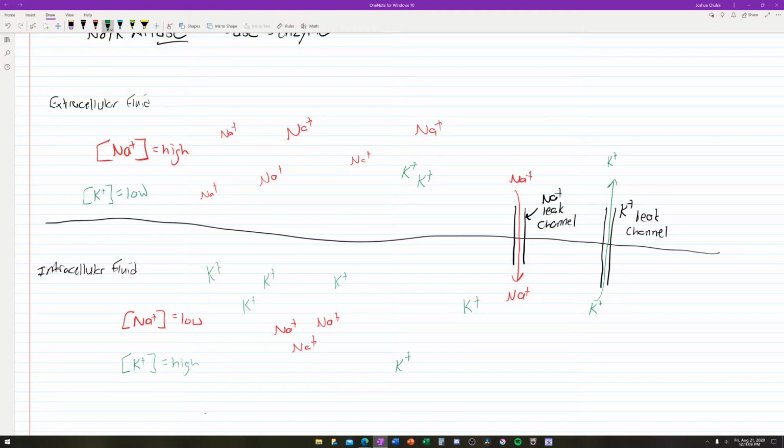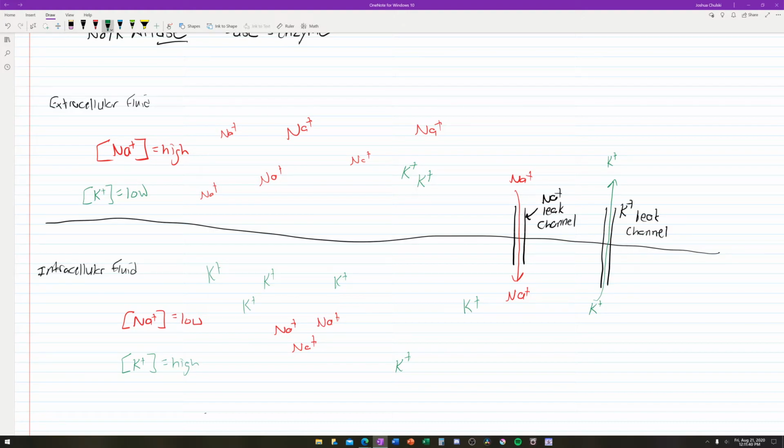Okay, now put on our thinking caps. What would happen if I just left these two channels alone to do what they do? The answer you're going to come to is that eventually the sodium concentration on the outside is going to equal the sodium concentration on the inside, and the potassium concentration on the inside is going to equal the potassium concentration on the outside, if we just let them leak.